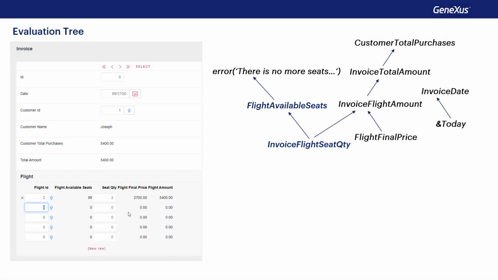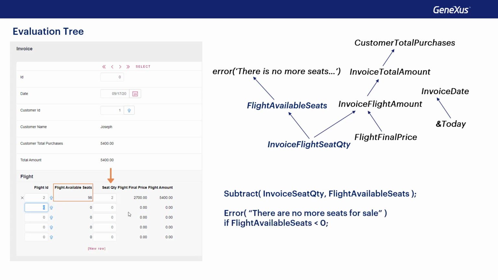As we've seen, when the value of the invoice flight seat quantity attribute is changed, the rule subtract invoice flight seat quantity, flight available seats, that updates the number of seats available on the flight, will also be triggered again. Consequently, by making changes to this rule, the value of the flight available seats attribute will be evaluated to see if the error rule indicating that there aren't any more available seats should be triggered. If the condition for triggering the error is met, everything done in the tree since the change in the invoice flight seat quantity attribute will be automatically undone, and the database data will return to the state prior to the execution of the error rule.